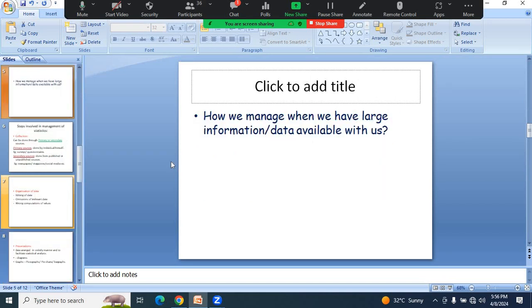Now a simple question to you, if you would like to answer: how do we manage when we have large information or data available to us? Like the population of our country, this much literacy rate, this much illiteracy rate, this many people can fulfill their basic needs, this many can't, this many are below the poverty line. So we have so much information. Collecting information is not a problem, but how do we manage it?